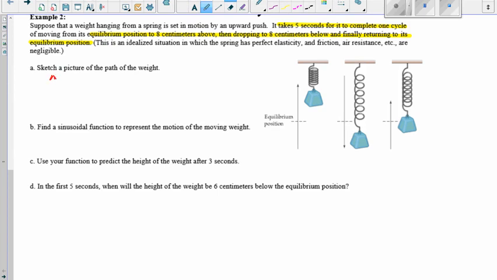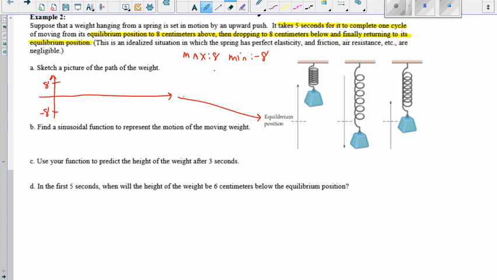So if I start to draw a picture, the x-axis is going to be my equilibrium. And for this, we're going 8 centimeters above and 8 below our equilibrium. So that tells me my max is going to be 8 and my minimum is going to be negative 8. You have to be careful on these weight problems because you have to read where it's starting at. Sometimes you start above the equilibrium, sometimes you're starting downwards and being pushed upwards. So make sure you read carefully.